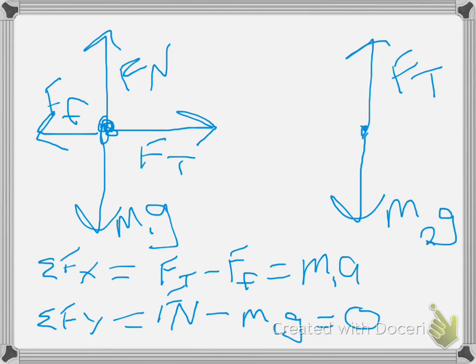Now, I'm going to draw the summation of forces for M2 above it. So summation of forces along the x equal 0, and actually I'm going to draw it right through it. Summation of forces along the y.